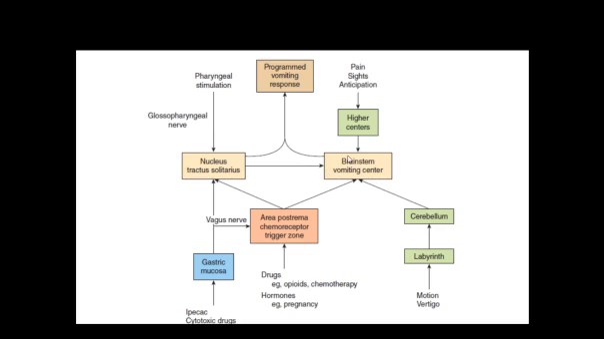Now this brainstem area is again under the influence of the area postrema chemoreceptor trigger zone. This area postrema chemoreceptor trigger zone is present near the ventricles, which is influenced by drugs like opioids, chemotherapy, and hormones mainly released during pregnancy, and also certain conditions like uremia. Now this brainstem vomiting center is influenced not only by the chemoreceptor trigger zone but also by impulses coming from the cerebellum via the labyrinth.